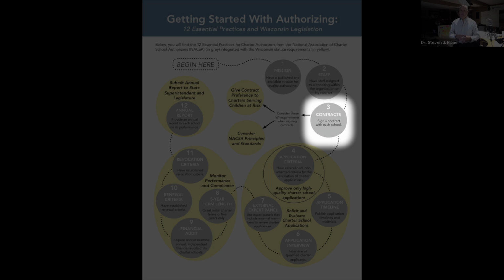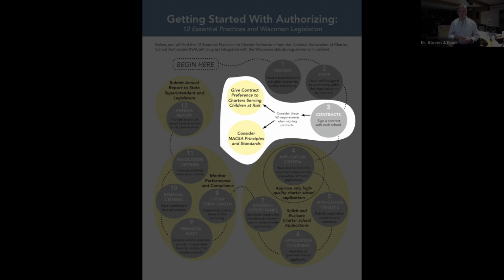The third area is working with each school to develop and sign a performance contract. Now, the state of Wisconsin asks us to keep in mind two important points. They want us to make sure we give contract preference to charters serving children at risk. That's because this is an area of our greatest need. And then we want to make sure we're considering the National Association of Charter School Authorizers Principles and Standards. This is solid work and it keeps us grounded.